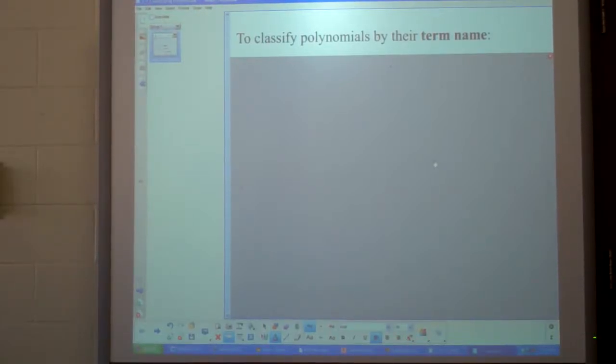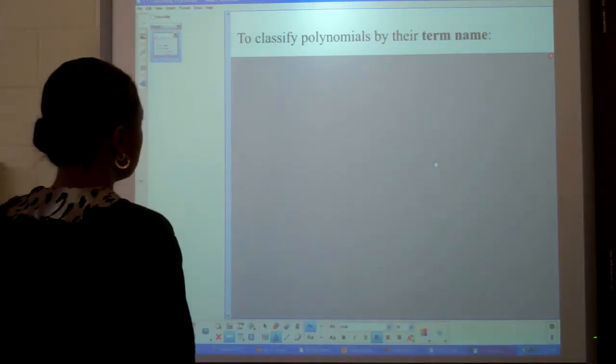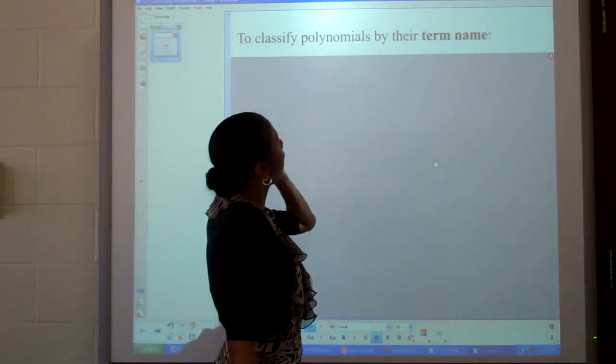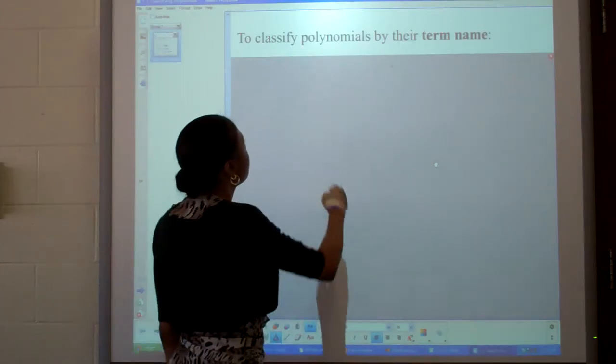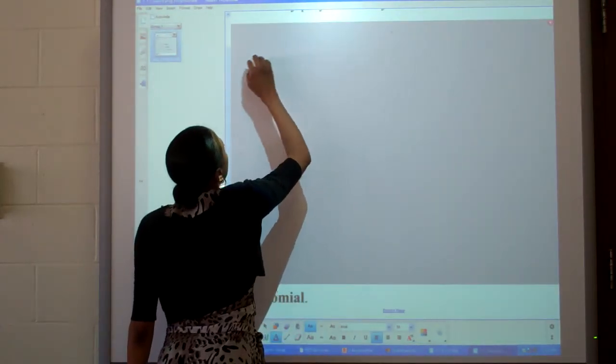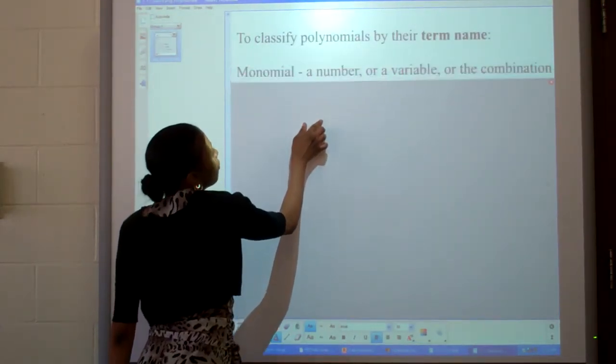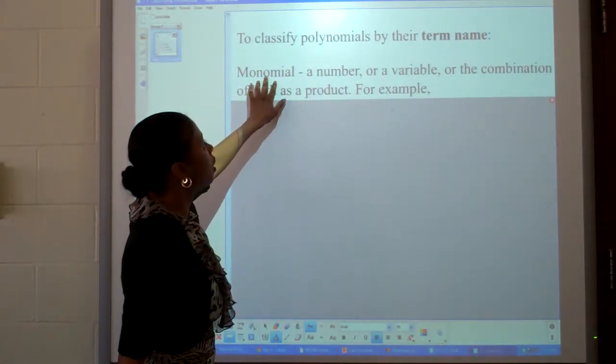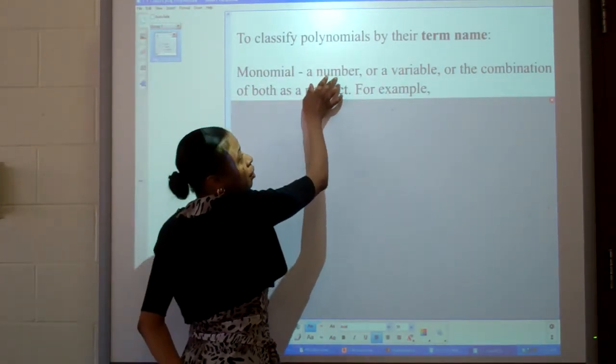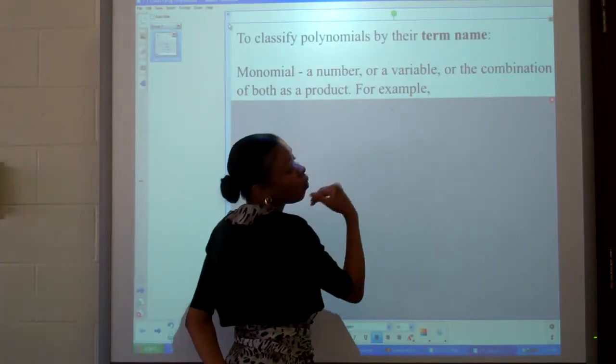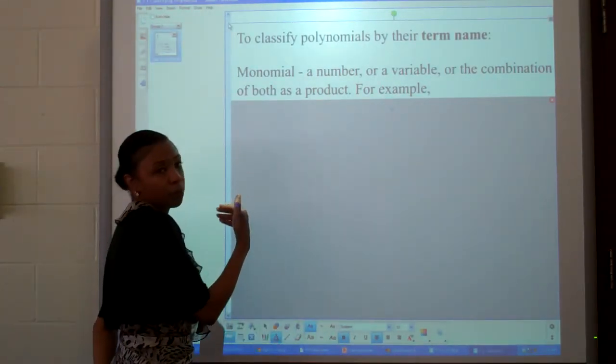All right, we're going to classify polynomials by their term name. What does polynomial mean? Poly meaning many, and then terms. Here we are. Monomial. A monomial is a number or a variable, or a combination of both a number and a variable as a product.